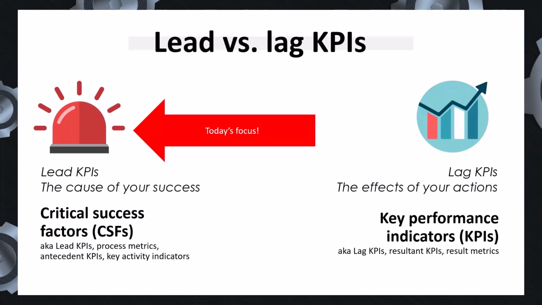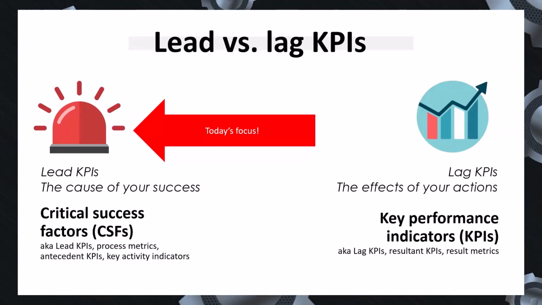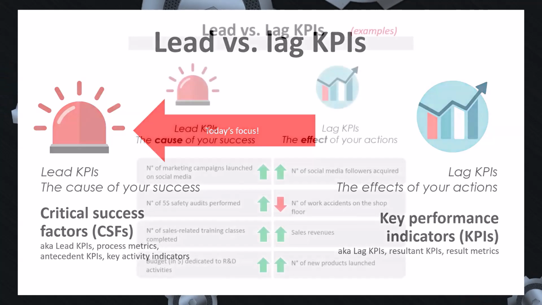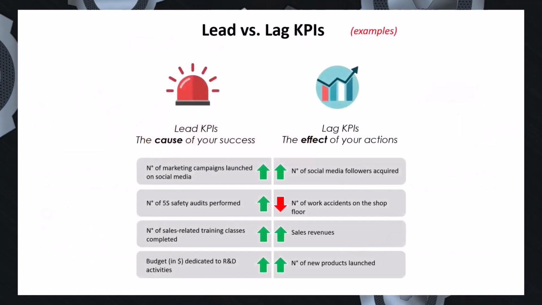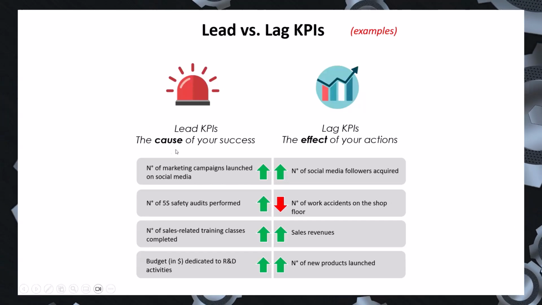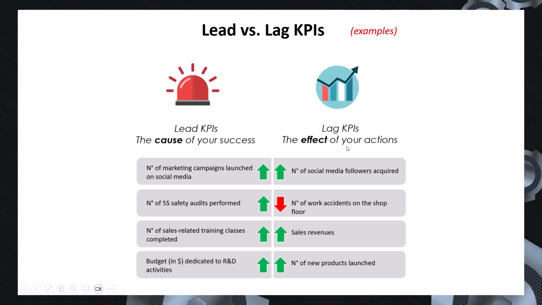Presto is a great opportunity to help teach your company the difference between lead KPIs and lag KPIs, and you can use a lot of different filters that allow people to understand the difference. Quick intro for those of you that might not really understand the difference. I just put a couple of examples. Lead KPIs are the cause of your success. The lag KPIs are what happens, the effect of your actions.